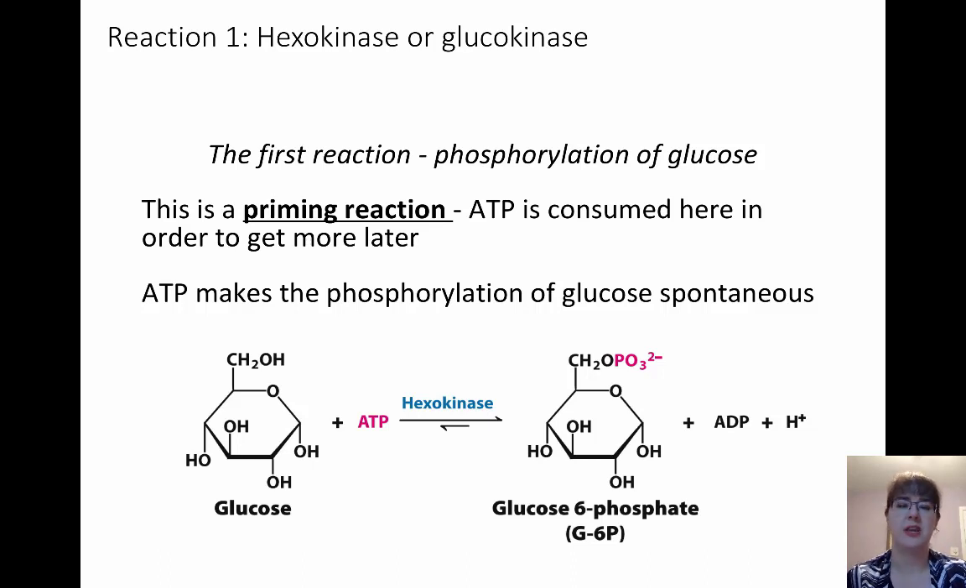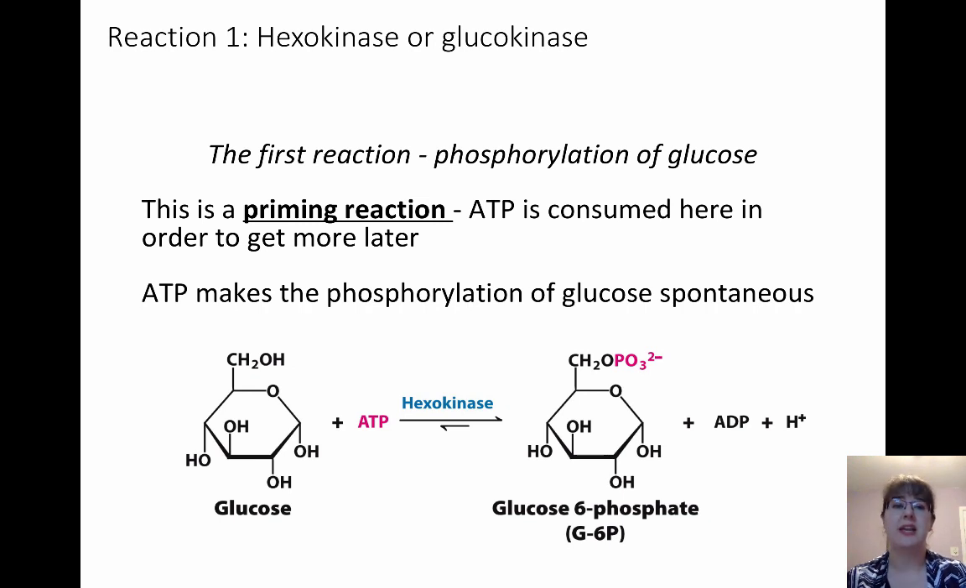So the first reaction is done by either hexokinase or glucokinase. You're going to hear me talk primarily about hexokinase. We'll discuss the glucokinase momentarily. So the first reaction is we're going to phosphorylate glucose. This is going to be a priming reaction. So this is actually going to utilize and consume ATP. We'll get that back later, but this priming reaction is really important for a variety of different reasons.